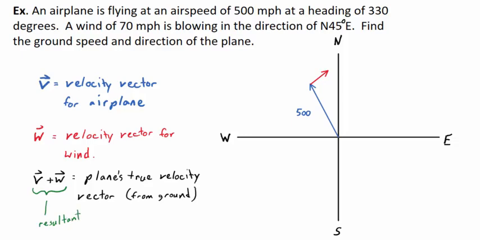Okay, but I didn't really complete the thought here, right? So how do we add V, the vector in blue, plus the vector in red, W? We connect the tail of V, the vector in blue, to the tip of the vector in red. And that's going to be your resultant vector, V plus W. So really this 500 right here is the magnitude of V. This 70 right here is the magnitude of W.